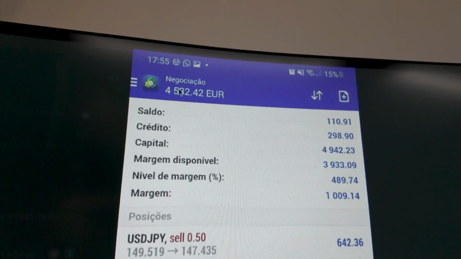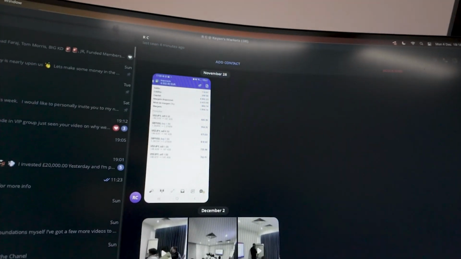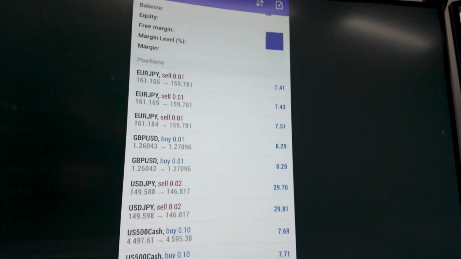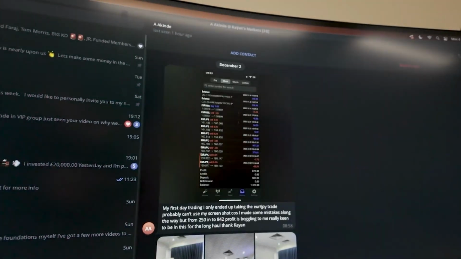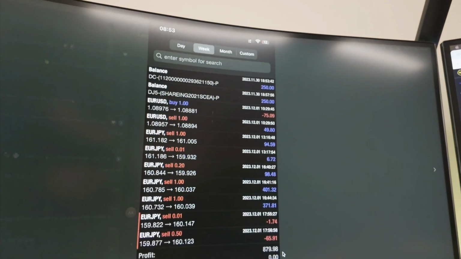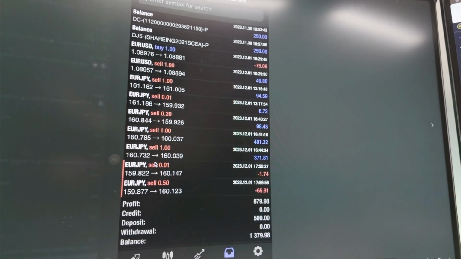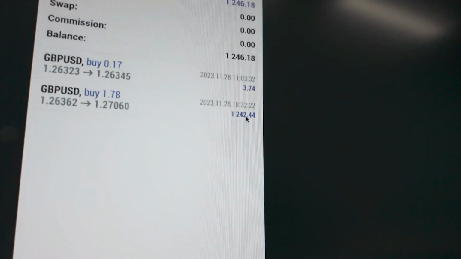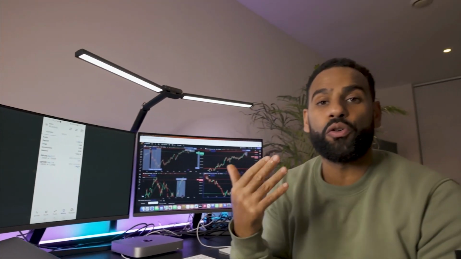Look, this member made £4,500 profit, okay? And look, same trades, okay? So every screenshot I'll keep showing you are exactly the same trades. This member made £100. This member made a nice £878 for the euro yen trades he took. Okay, so the members have been making really good money. This member made £1,200.